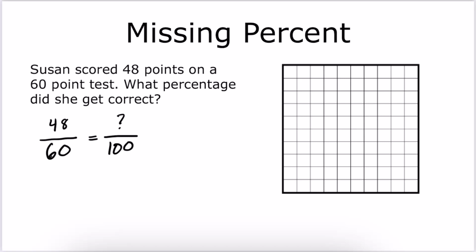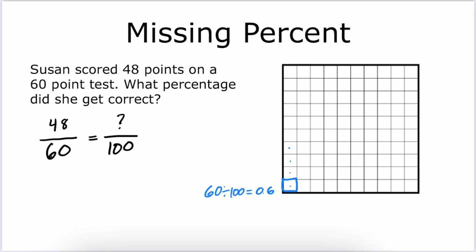And we could say, okay, well, if 60 points is the entire amount on the test, then that means that each one of these little squares is going to be 60 divided by 100, which equals 0.6. So each one of these little squares represents 0.6 of a point or 6/10ths of a point. And we want to know what percentage 48 is. So basically, we need to figure out how many squares it takes to add up to get up to 48.